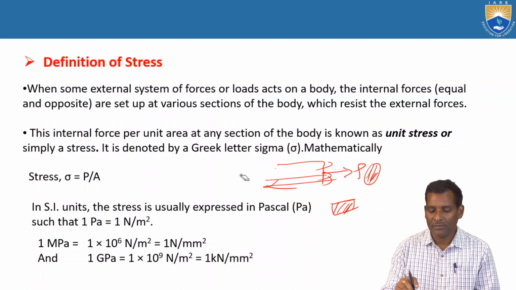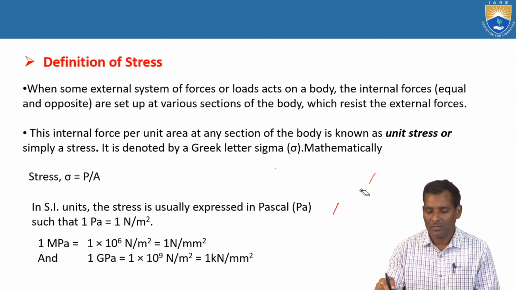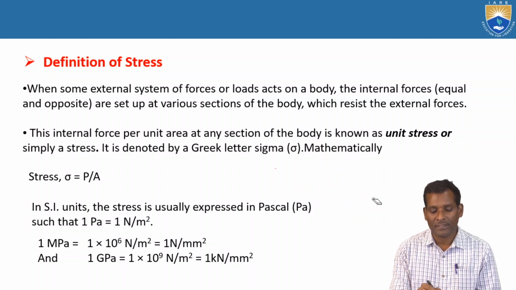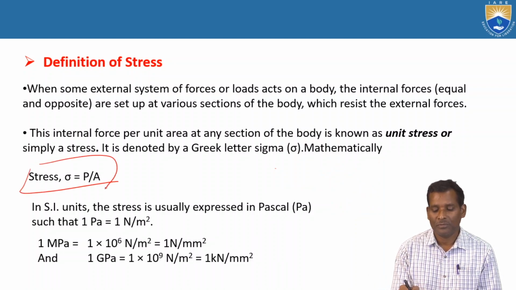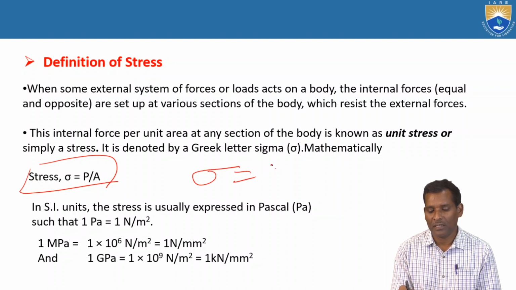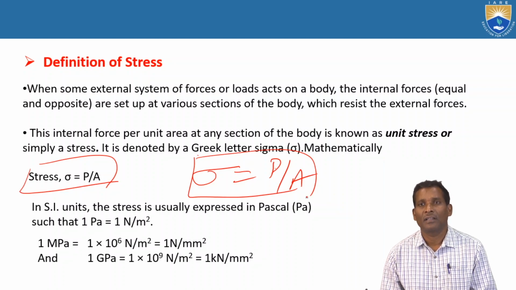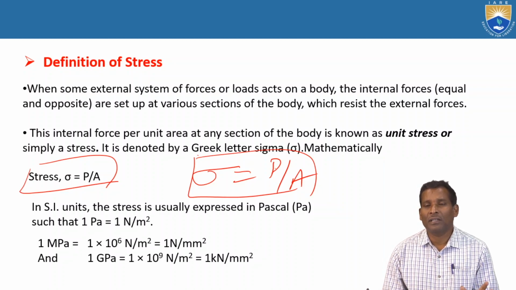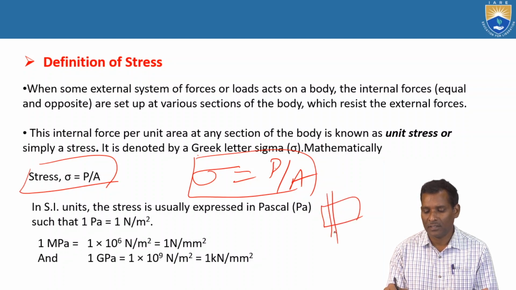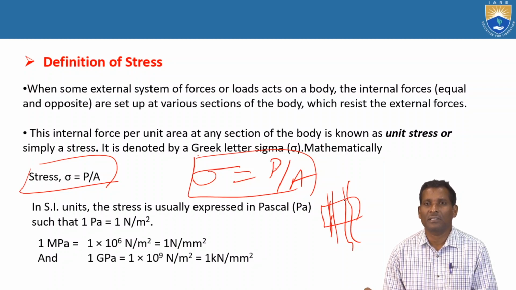So mathematically it may be written as stress, the Greek letter sigma, is equal to load per area. What is the load acting, and what is the area of that particular cross section? The unit area at any section of the body. So you may take unit area here, here also, at any section of the body.